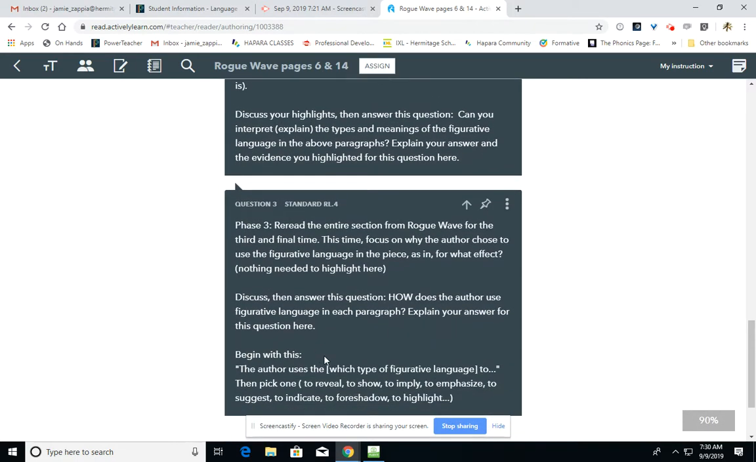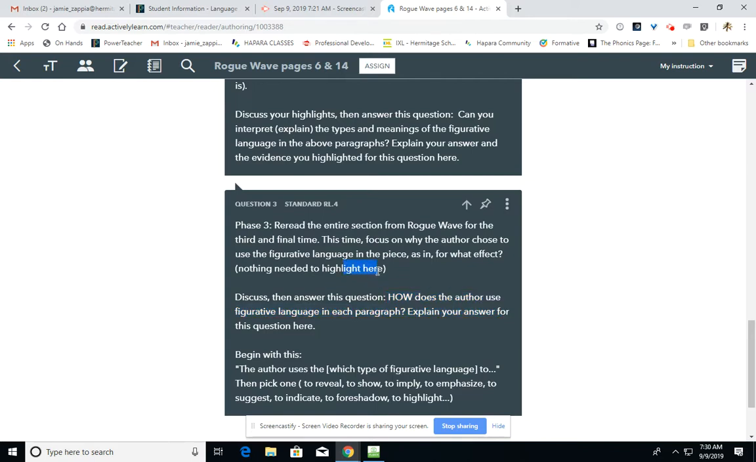The last phase of reading is where you're getting into that learning target number 11, of really focusing in on how the author uses that figurative language. So as you read that third and final time, I want you to see why the author used figurative language in the piece. Like, what was the effect that they were looking to create by using it? So by doing so, you have to answer the question, how does the author use figurative language in the paragraph?